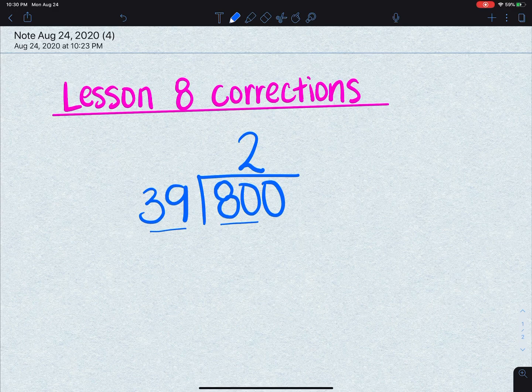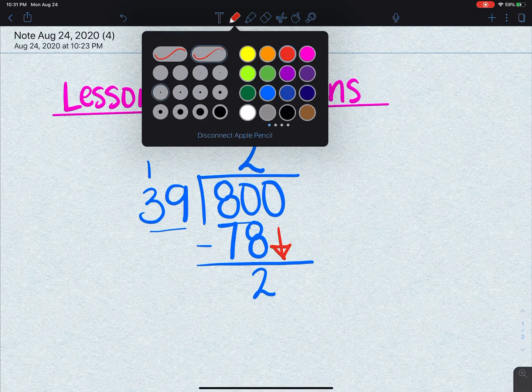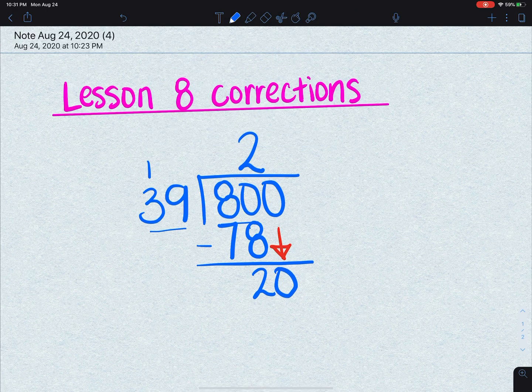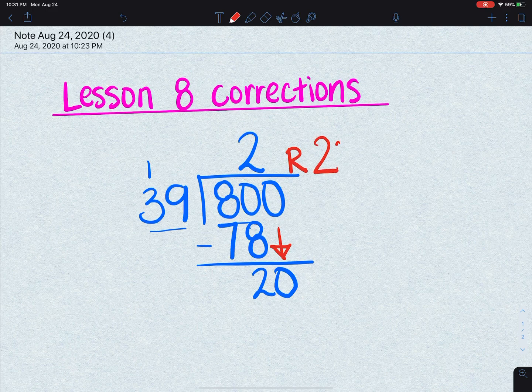So 2 times 9 is 18. I'm going to carry the 1. 2 times 3 is 6, plus 1 is 7. And then you subtract and you get 2, and you bring down this 0, which you did, and then we're going to put a 0 here, okay? But then the next thing that you did was you put remainder 20, which is not the right answer because you're not done with the problem yet.